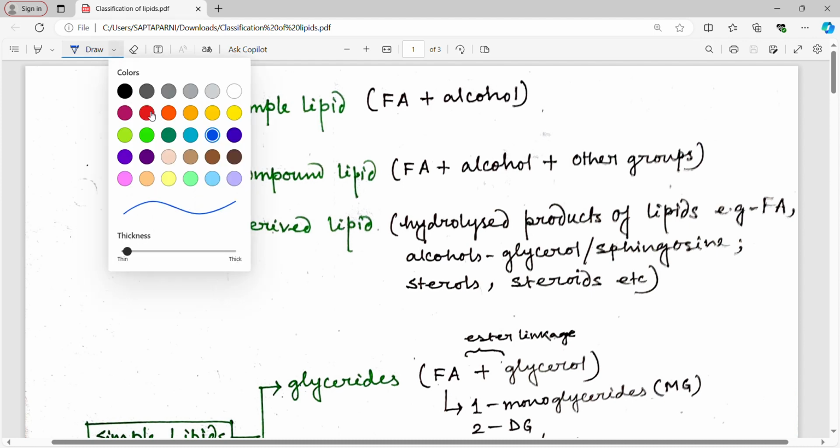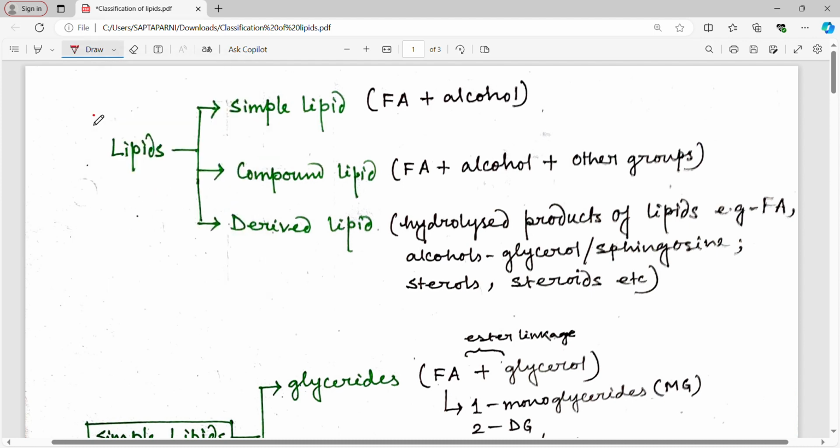So in today's video we are going to learn about types of lipids or classification of lipids. This video is going to be very useful for any students who are undergoing UG or PG courses in biochemistry or zoology or botany, and also for those students who are preparing for NET examination or NEET examination.